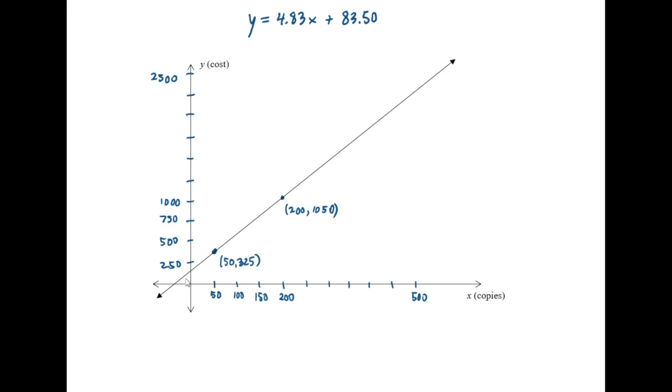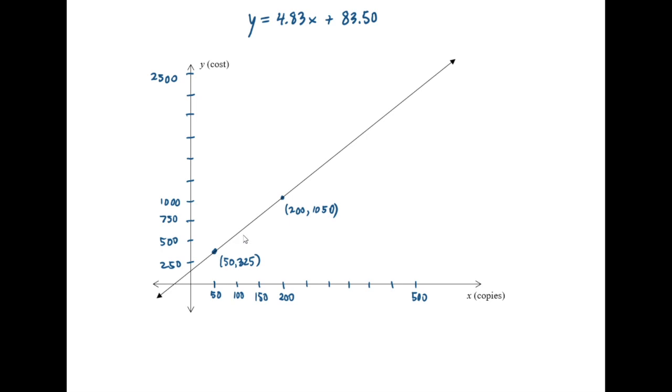And we found the equation of this line passing through these two ordered pairs. That's y is equal to 4.83x plus 83.50. So the y-intercept is 83.50. That would be the point here where the line crosses the y-axis, which may not look completely accurate here because I was drawing these by hand. And the slope, 4.83, tells us how much y changes each time we increase x by 1 unit. So for every additional copy that we print, the cost goes up by $4.83.